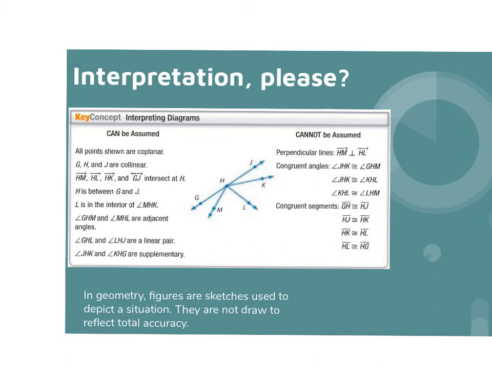But it is important to remember, this is where it gets important. We cannot assume that this is perpendicular because there is no line. For example, if there was this line in there, we could assume, but since there's not, we cannot assume that. Next, we cannot assume that these are congruent angles, or that these are congruent segments. So when looking at a diagram, it is important that we look for those symbols that will tell us what the sketch is trying to depict.